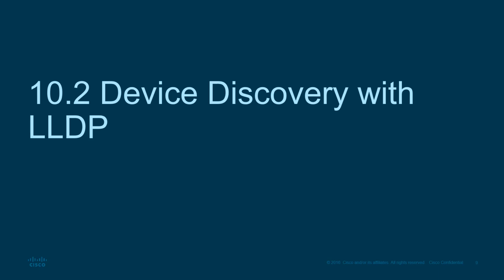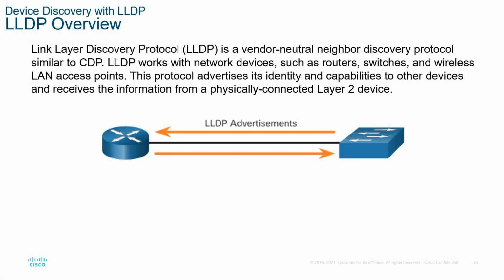Next is using the Link Layer Discovery Protocol. If you've ever used Windows 7 or above, LLDP is there. It's a vendor-neutral neighbor discovery protocol, very similar to CDP, but it's more than just for networking devices. Though, in this example, we're focusing on networking devices. This protocol will advertise its identity and capabilities to other devices, and it will receive the information from a physically connected Layer 2 device. Again, we have to understand that both CDP and LLDP are Layer 2 functionality.